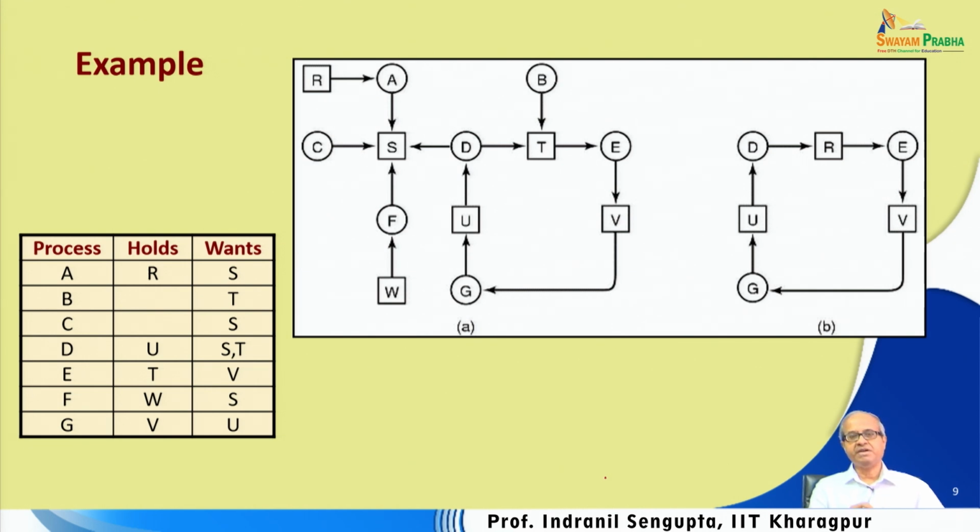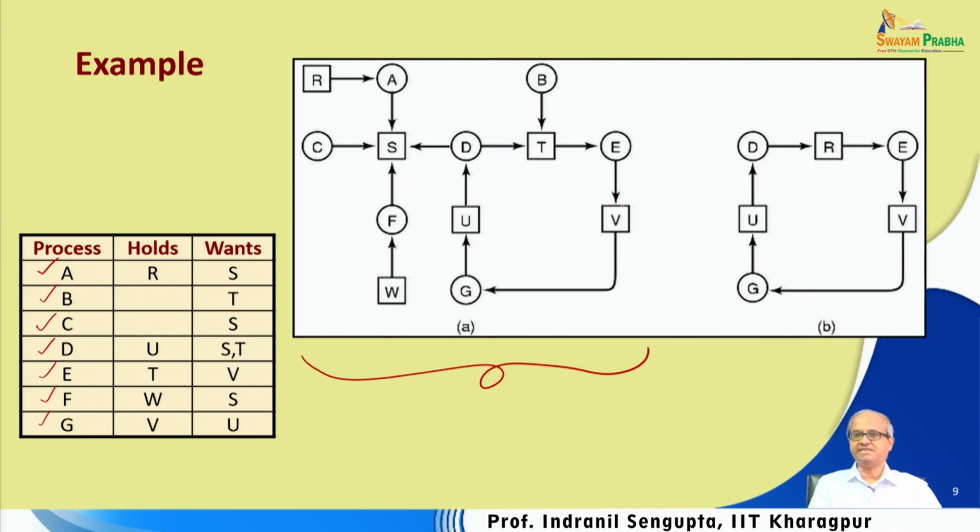So, let us take a small example. Let us take a scenario where there are 7 processes running in the system: A, B, C, D, E, F and G. Let us look at the resource allocation graph on the left. This is a resource allocation graph, and there are resources R, S, T, W, U, V, and as I said, we assume that each resource has a single instance.